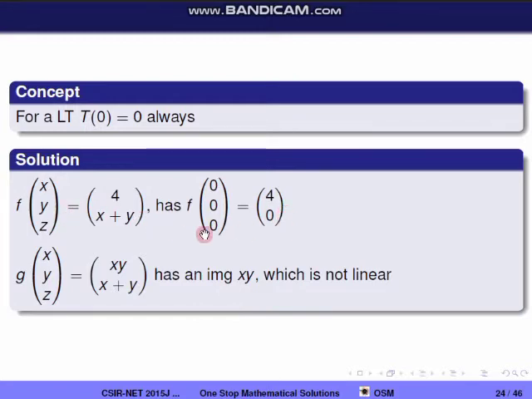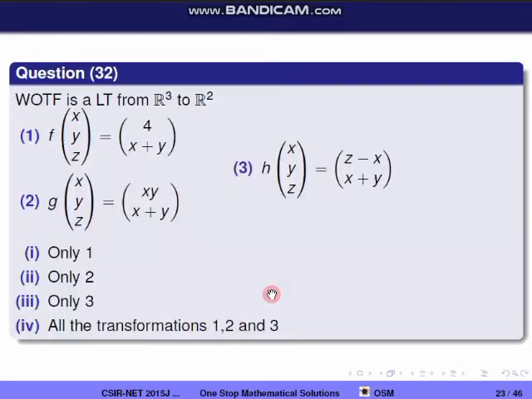So f cannot be a linear transformation. And g of (x, y, z) is equal to (xy, x plus y). Here g has an image xy which is not a linear term, so it cannot be a linear transformation. So only h remains as the linear transformation.